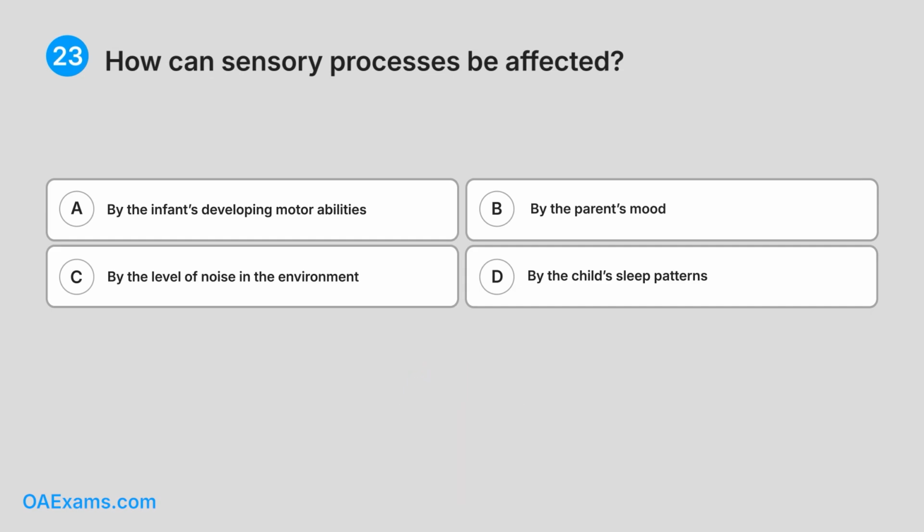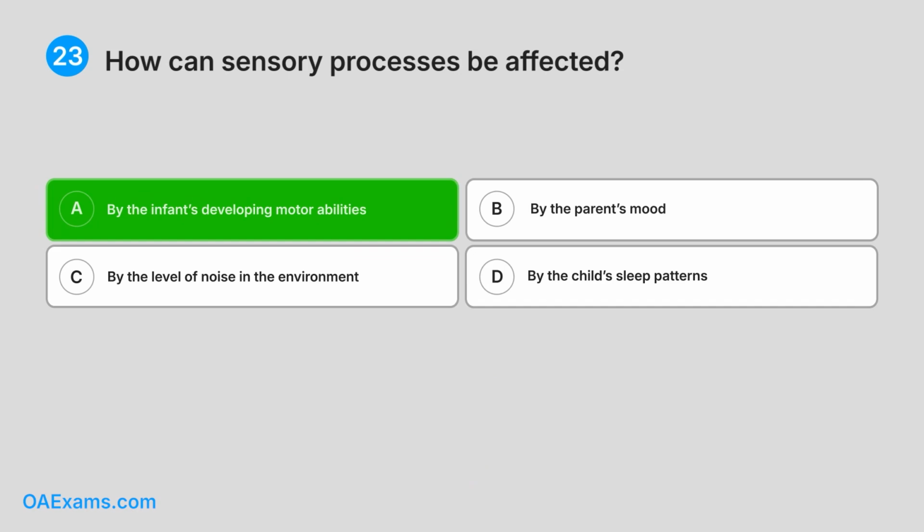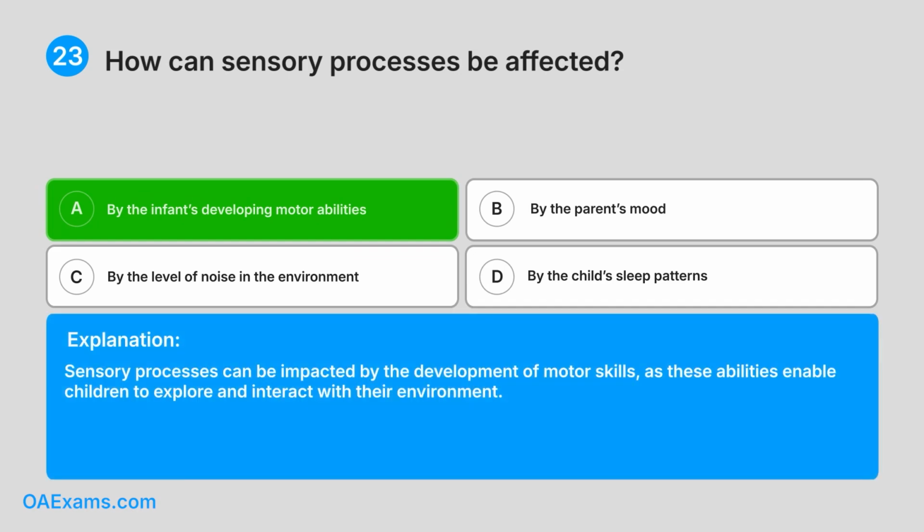Correct answer: A. By the infant's developing motor abilities. Explanation: sensory processes can be impacted by the development of motor skills, as these abilities enable children to explore and interact with their environment.